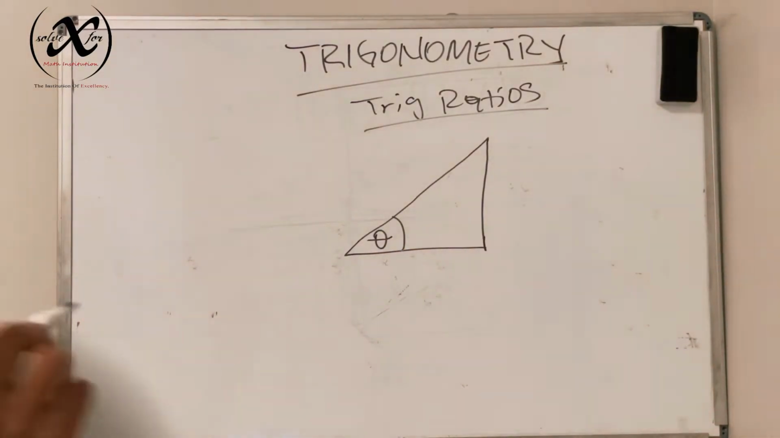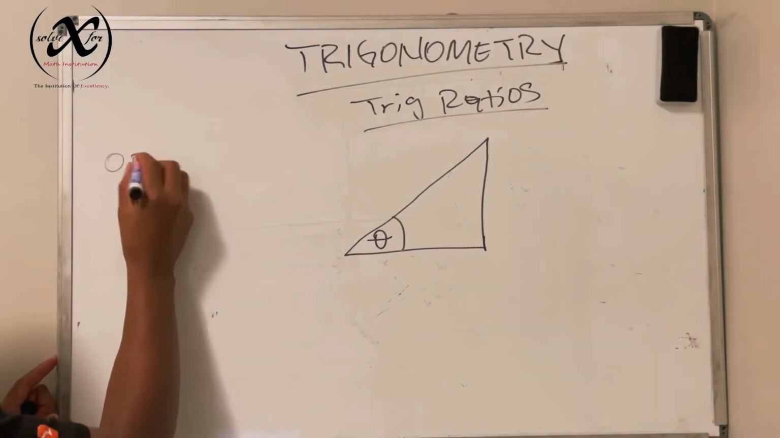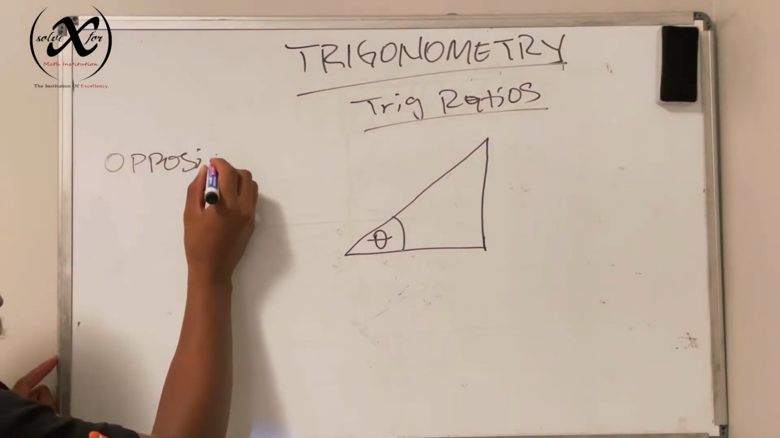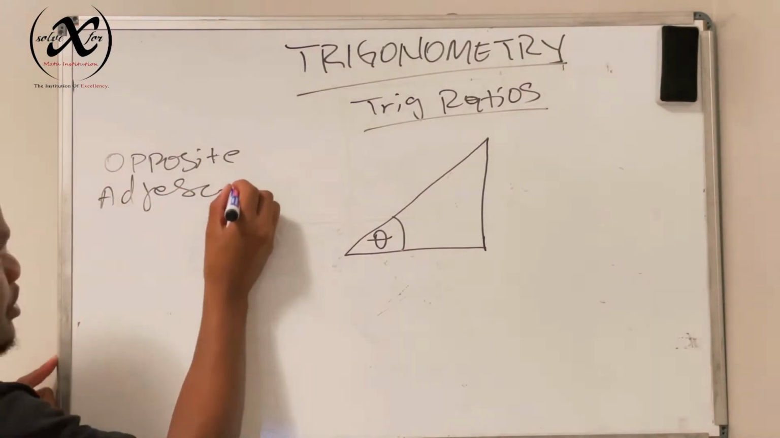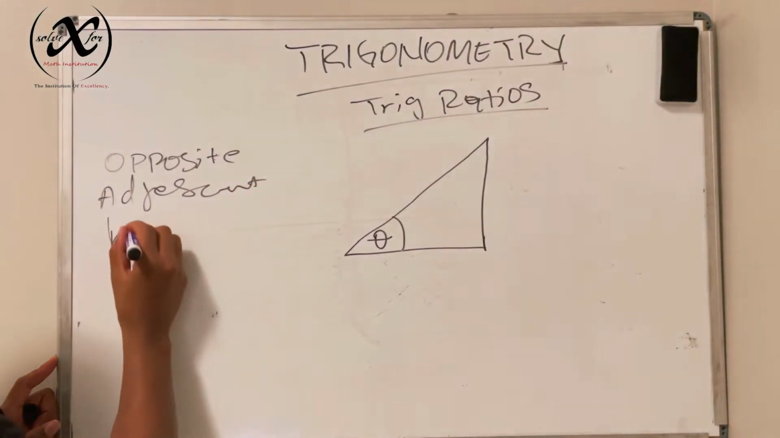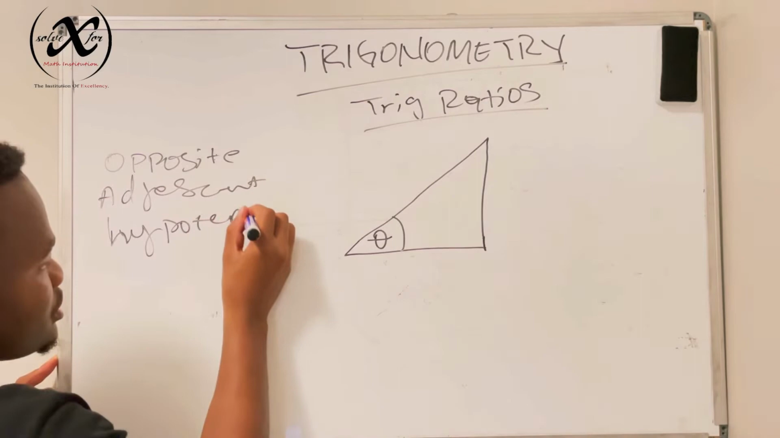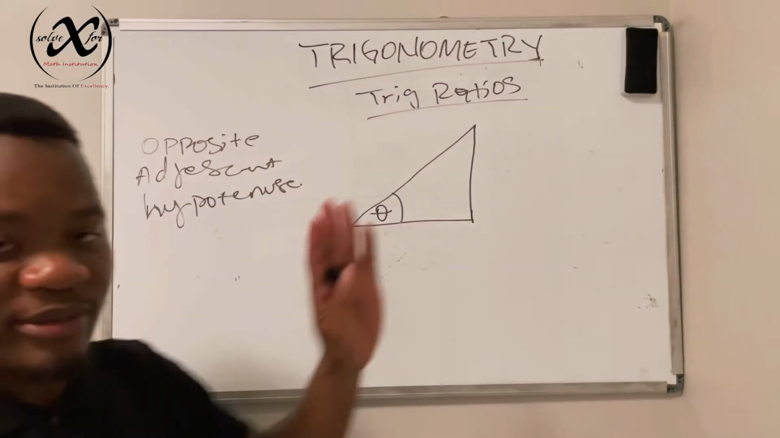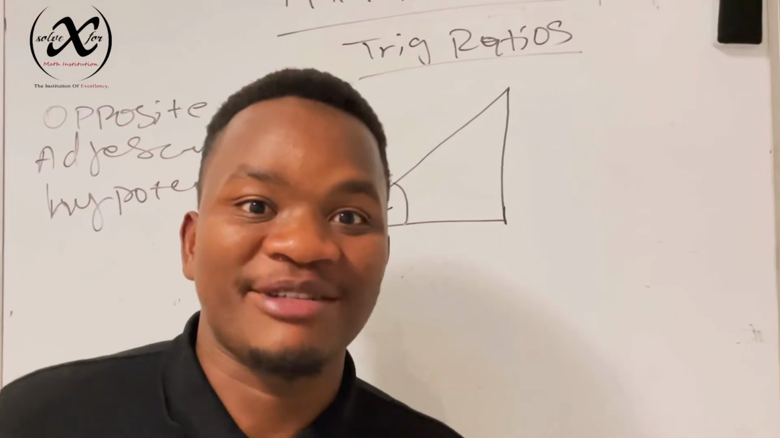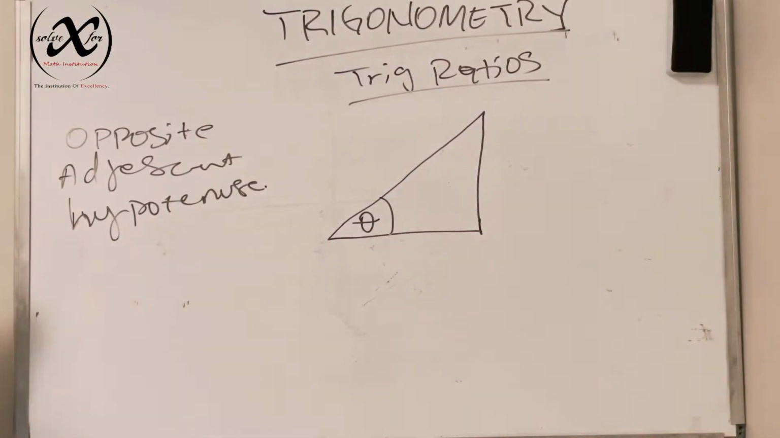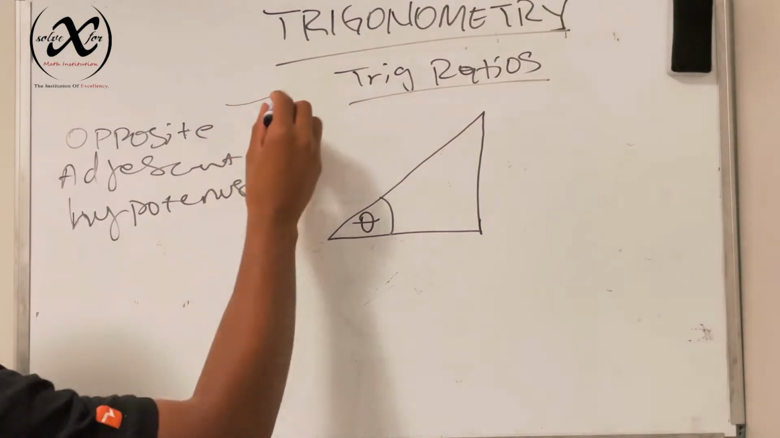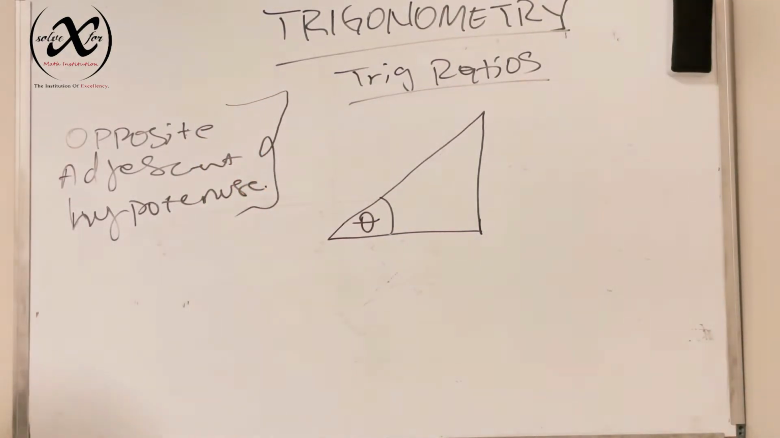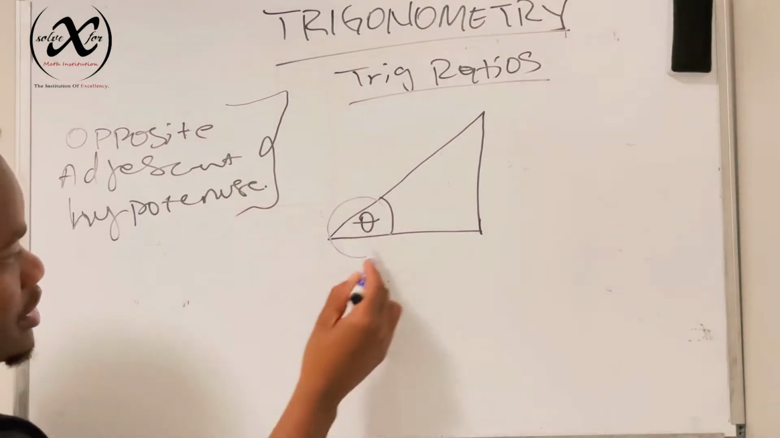So you will see words like opposite, adjacent, and hypotenuse. If my spelling is bad, forgive me. I teach maths, not English. So opposite, adjacent, hypotenuse. Now these sides, they are all in reference to theta.